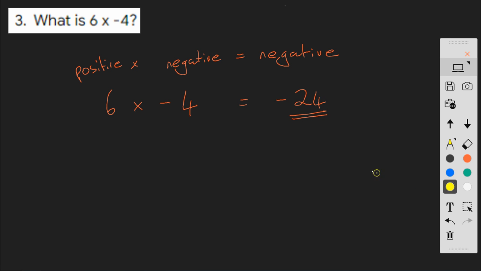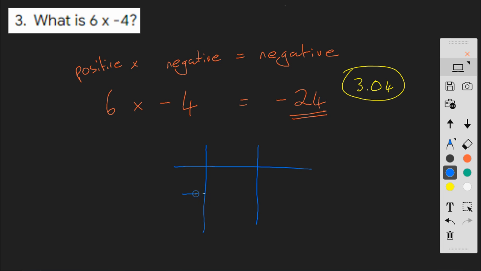If you need to go and practice that on Century, please do that. And just remember that when we multiply two positives, we get a positive. Multiply a positive and a negative, we get a negative. Negative and positive, we get a negative. Two negatives, we get a positive.